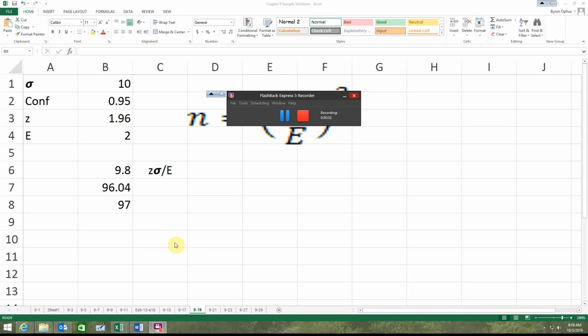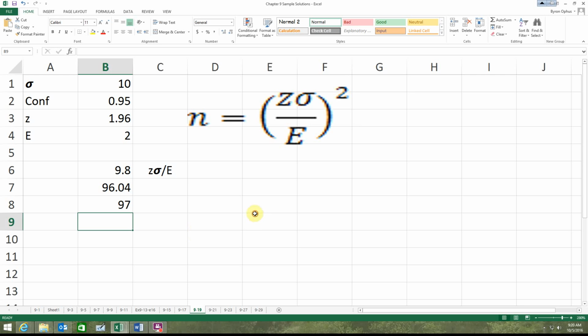So if we're going to do samples, how do we know what size sample would be effective, based on our population and our confidence interval and all those other things? And so there are ways to figure that out, and it's right here.